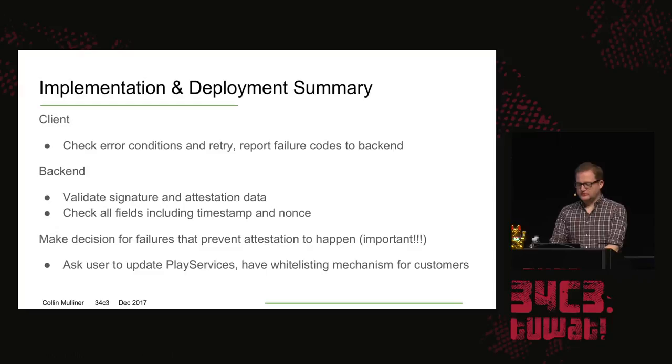So to do the implementation and deployment, on the client side, you really have to check for error conditions, retry, and report failure codes. In the backend, you really have to make sure to validate the signature and the attestation data, check all fields, timestamps, nonce, and make a decision about failures and what you want to do. And especially things like, do we want to force users to update their Play Services? And maybe have something like a whitelisting mechanism where you can whitelist specific kinds of devices, because you will run into problems and you probably don't want to prevent a specific user group from being able to use your service.